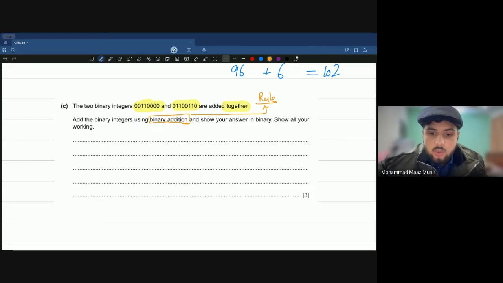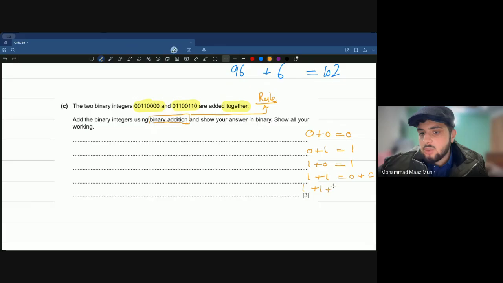But let me write the rules for you all ताकि आप लोग के लिए आसानी हो. 0 plus 0 is basically a 0. 0 plus 1 is basically 1. 1 plus 0 is again 1. 1 plus 1 is basically 0 but with 1 carry. And if I have 1 plus 1 plus 1, that's 1 plus carry. So these are the rules which you might be requiring to solve the question.